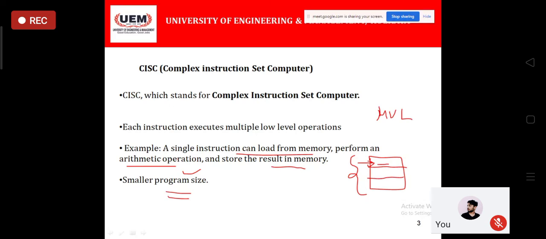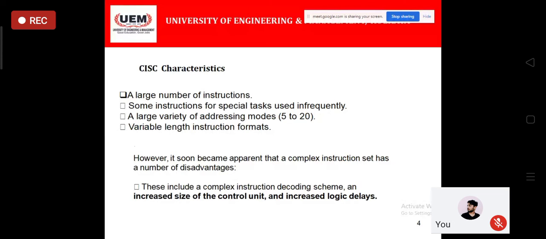Examples are the IBM 370 or VAX processors, which used to do this. But nowadays, we always use the RISC type, not CISC. So you have a large number of instructions available, and some instructions are also typical and not frequently used. And you have larger addressing modes. It's not 12 addressing modes like in the slide I told you; nowadays we use 12, but earlier there were up to 20 addressing modes. And the instruction format was also variable.